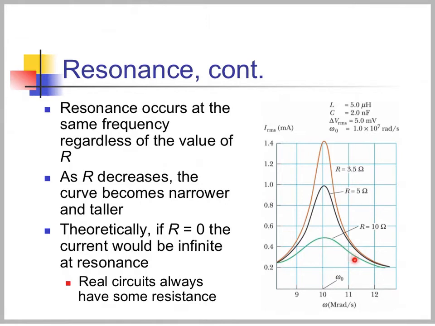Now, theoretically, if R is equal to 0, the current would be infinite at resonance, but real circuits always have some resistance. But the lower the resistance, the sharper the peak.